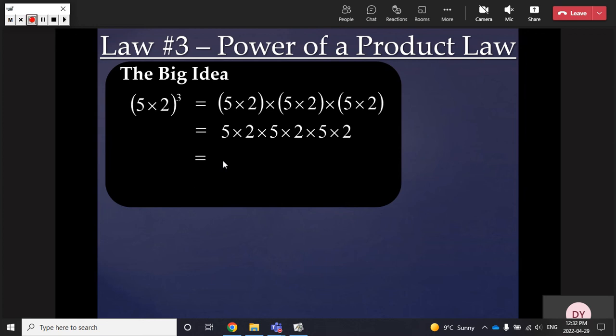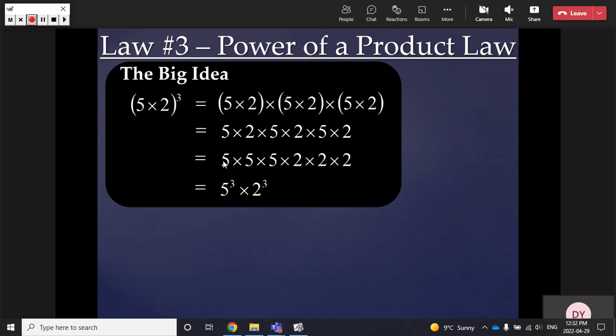Now in this next line, we're going to group up all the 5s, group up all the 2s, because it doesn't really matter the way in which you multiply, because of the commutative property. So instead of 5 times 2 times 5 times 2 times 5 times 2, that's the same thing as 5 times 5 times 5 times 2 times 2 times 2. And if we express it as single powers, we would have 5 to the exponent 3 times 2 to the exponent 3.